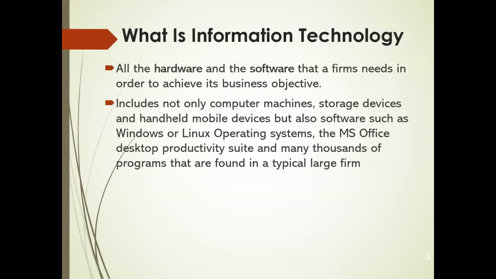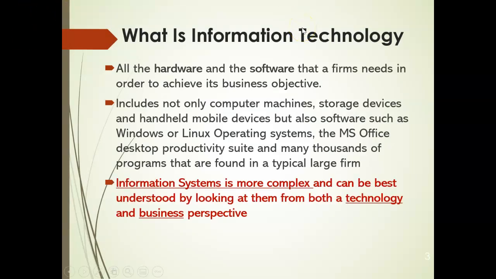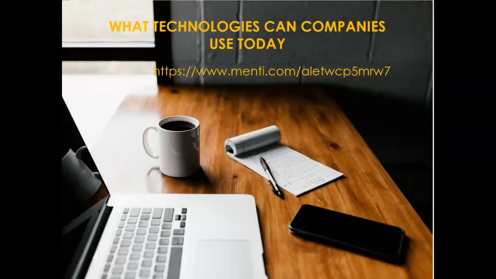Okay, so basically we started first of all talking about IT, information technology, and then we looked at the differences between this and information systems, and we said information systems was much more complex because yes, it involved technology, but you looked at how technology is affecting a business. So you're looking at it from a technology and a business perspective.